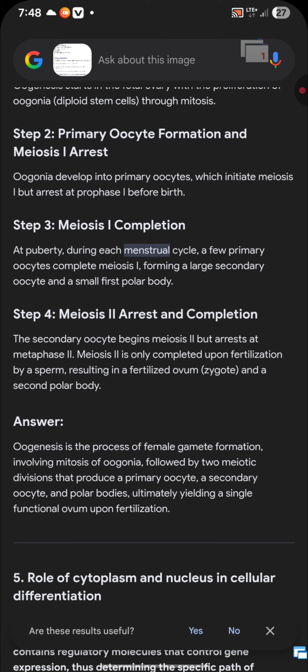At puberty, during each menstrual cycle, a few primary oocytes complete meiosis I, forming a large secondary oocyte and a small first polar body. Step 4. Meiosis II arrest and completion. The secondary oocyte begins meiosis II but arrests at metaphase 2. Meiosis II is only completed upon fertilization by a sperm, resulting in a fertilized ovum, zygote, and a second polar body. Answer. Oogenesis is the process of female gamete formation, involving mitosis of oogonia, followed by two meiotic divisions that produce a primary oocyte, a secondary oocyte, and polar bodies, ultimately yielding a single functional ovum upon fertilization.